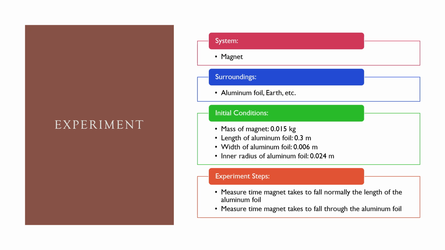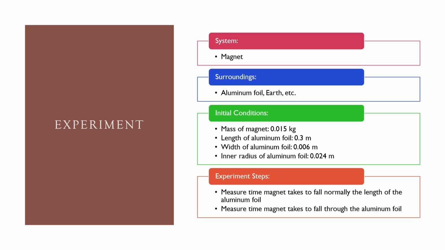The system of this experiment was a magnet, and the surroundings was everything else. The mass of the magnet was 0.015 kilograms, the length of the foil was 0.3 meters, the width was 0.06 meters, and the inner radius was 0.024 meters.